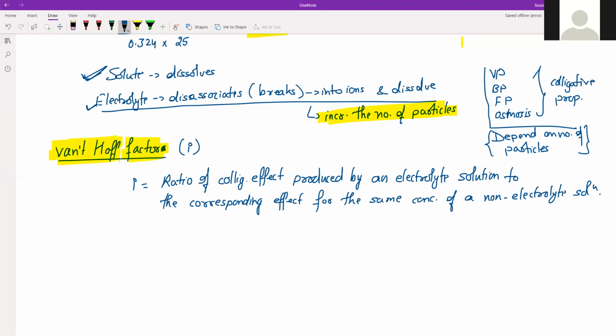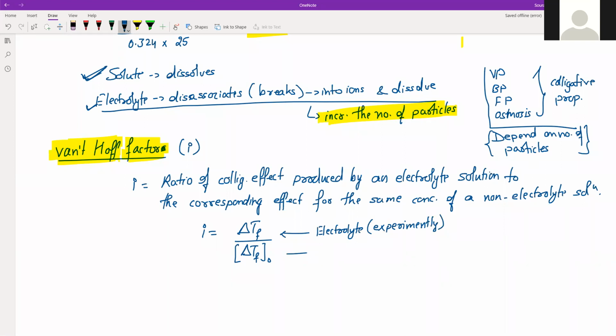Right, so this ratio can be calculated in many ways, in terms of freezing point, in terms of boiling point, in terms of vapor pressure. So what does that mean? For example, it is the depression in freezing point divided by delta TF. Now what does it mean? This delta TF is the freezing point depression of the electrolyte, and it is measured experimentally.